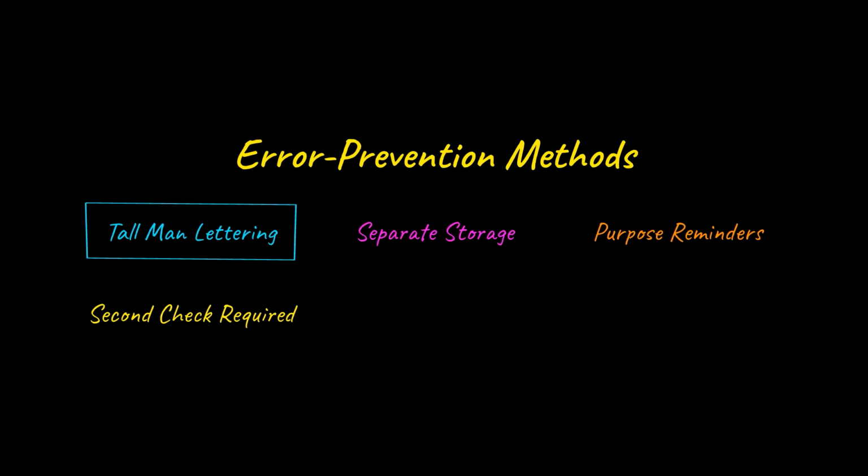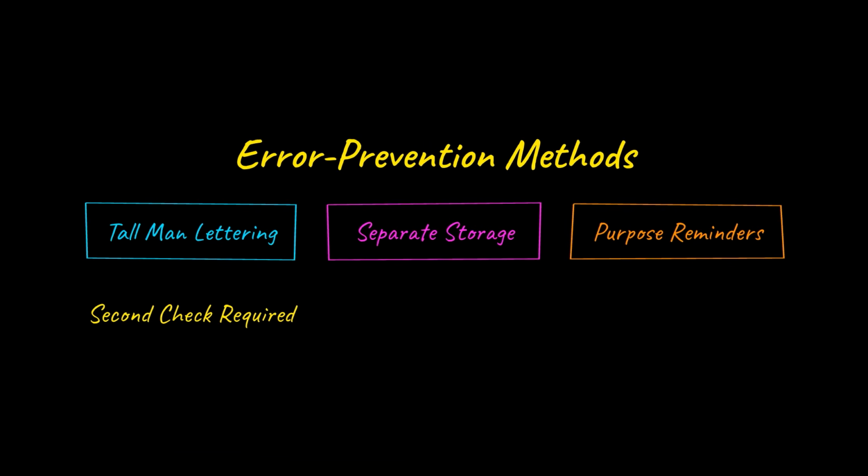Pharmacies use 4 practical safeguards. Tall man lettering that forces the eye to see the difference. Storing confusable drugs apart rather than side by side. Adding reminders of each drug's purpose. And requiring a second check before any high-risk medicine is given.